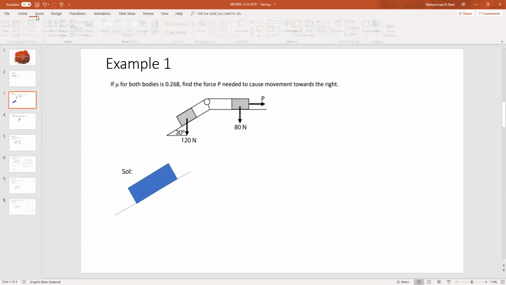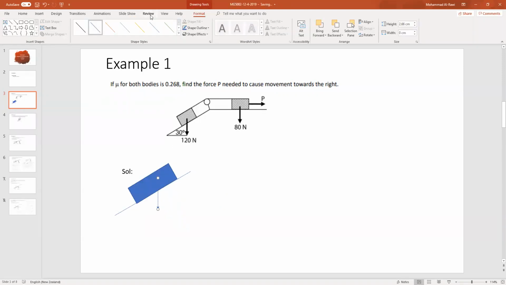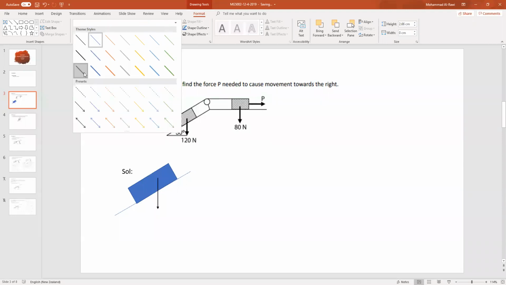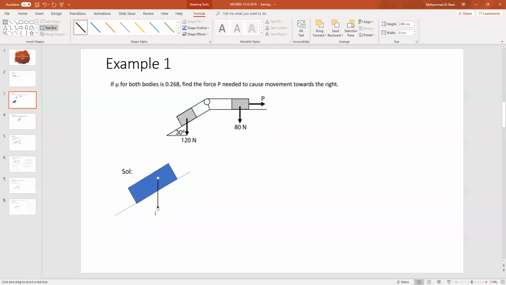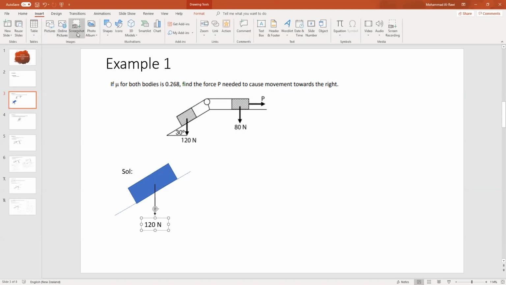Now, what we know from that block, that the mass or the newtons, the weight of that, which is equal to 120, it's going downwards. Very important to write the units, and it should be in the center based on the center of gravity. We know that this angle is 30 degrees, therefore we'll have components of this for that one.